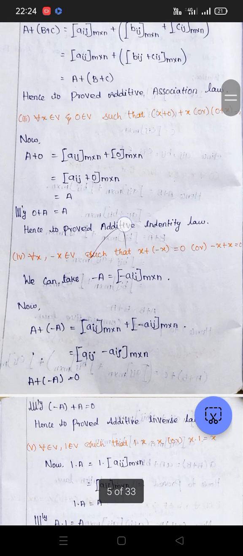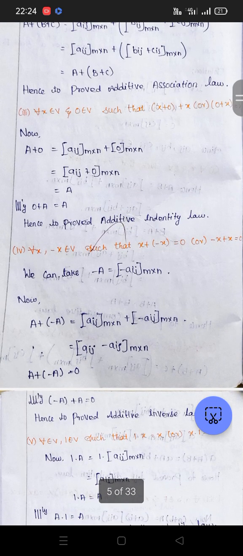The third condition: for all x belongs to V and 0 belongs to V, x plus 0 is equal to 0 plus x is equal to x. So prove that A plus 0 is equal to capital Aij of M cross N plus the zero matrix of M cross N. Adding these two matrices, Aij plus 0 of M cross N. Any number you add to 0, you get the same number, so capital A. Similarly 0 plus A is equal to A. Hence proved the additive identity law.